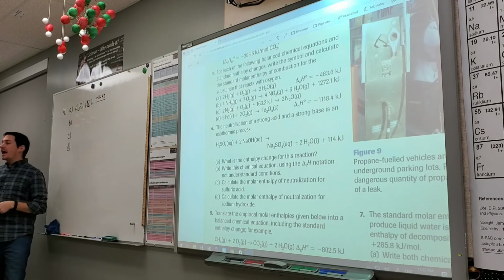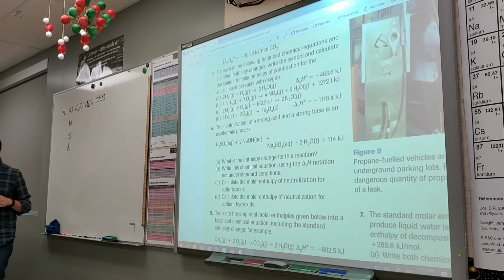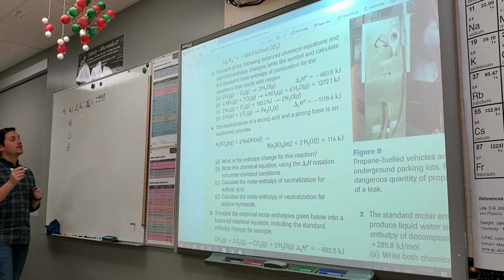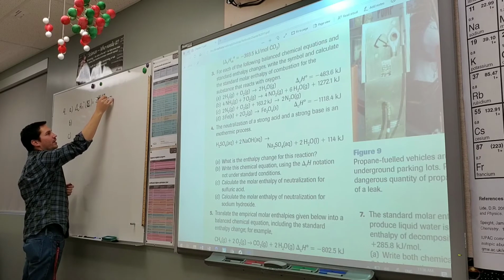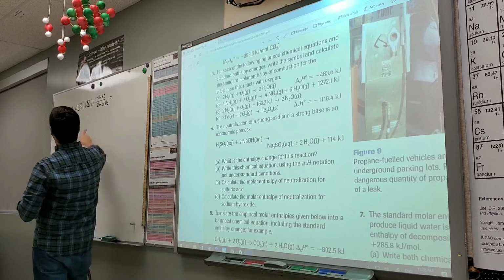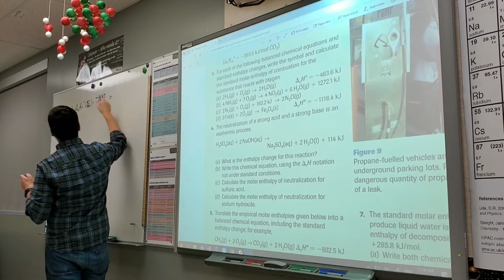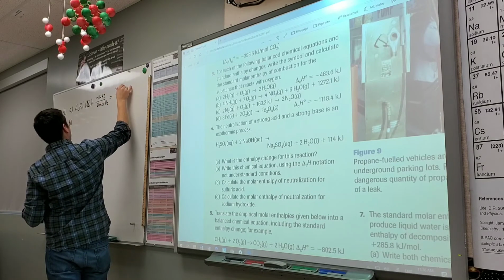And how many moles of my hydrogen gas are reacting to do this? 2. How did you get that? That's the coefficient in front of that substance, right? So 2 moles of hydrogen are reacting in order to produce negative 114 kilojoules. So if we take that and divide it by 2, we should get 57. Yep. Negative 57 kilojoules per mole.